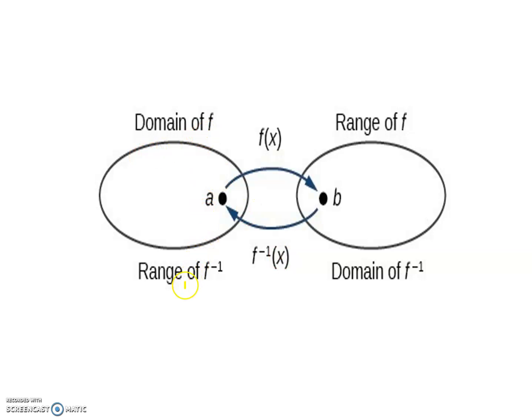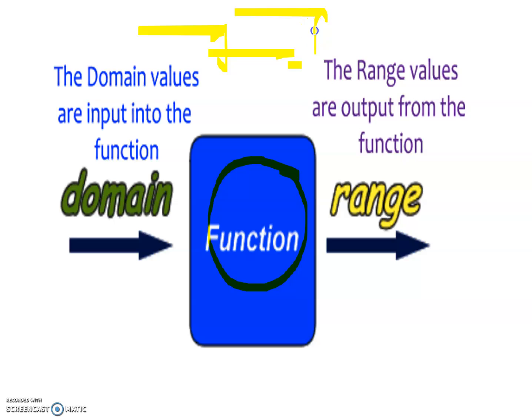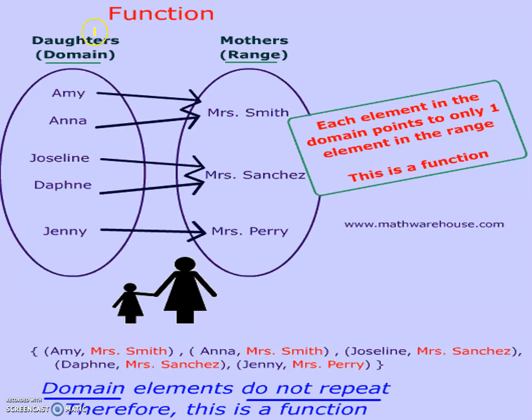Domain of a function is the range of its inverse. Range of f is the domain of f inverse. Always remember, f of x is the function, and f inverse of x is the inverse of that function. The domain values are the input of the function, and the range values are the output of the function. We put the function as y is equal to f of x.